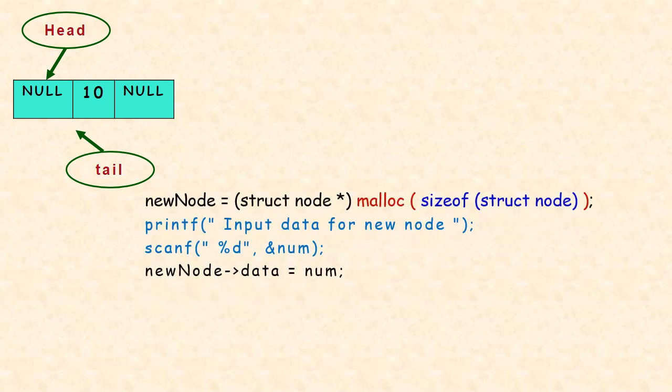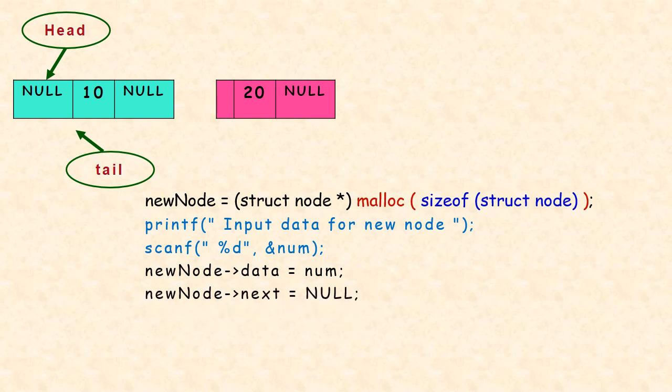I have used this code to create a new node. I have a new pointer called new node. Using the malloc function I will allocate memory to this. Later I will read a number, that is a data value, and assign that number to the new node data, so that a node is created and 20 is assigned to it. The newly created node is the last node, so new node next is null. I have assigned null to new node next because the new node itself is the last node. The last node's next is always null.